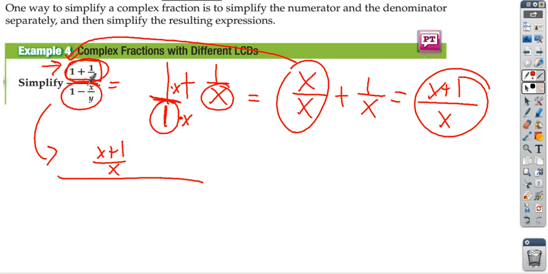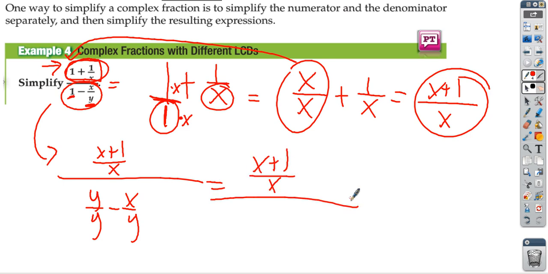Okay, what does the bottom become? Well, 1 right here, 1 is the same as y over y. And then we still have that minus x over y. Why did I put it over y? Because this other one is over y and we need a common denominator. So we have x plus 1 over x, that whole thing, and now I can combine these into one fraction, y minus x over y.